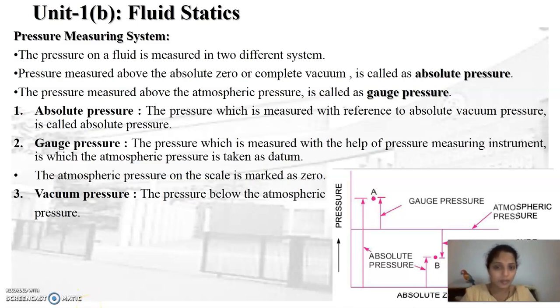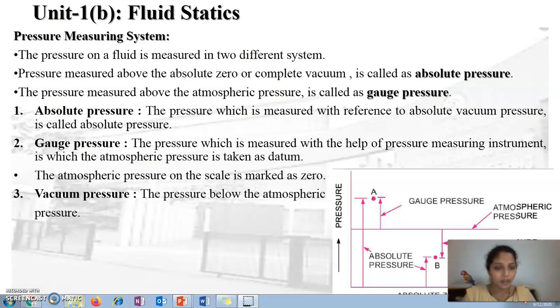The gauge pressure is measured with the help of a pressure measuring instrument. That means the instruments are designed with reference to the atmospheric pressure, and therefore the pressure which we measure with reference to the atmospheric pressure, we call a gauge pressure. Then the third term is the vacuum pressure. Vacuum pressure is the negative pressure, and that pressure is always below the atmospheric pressure. So this is the pressure measuring system.